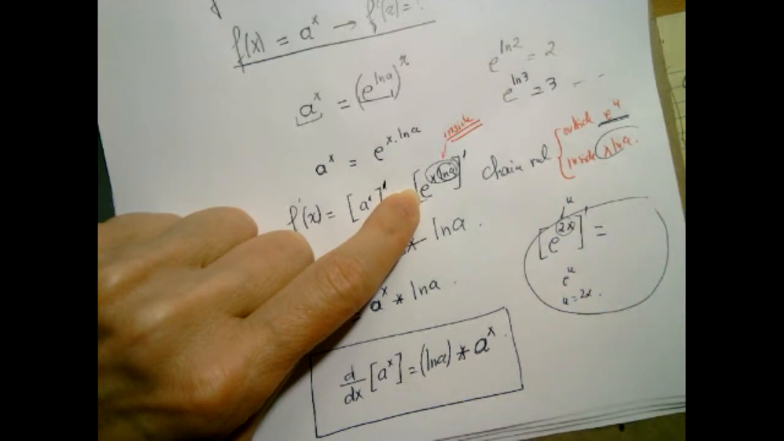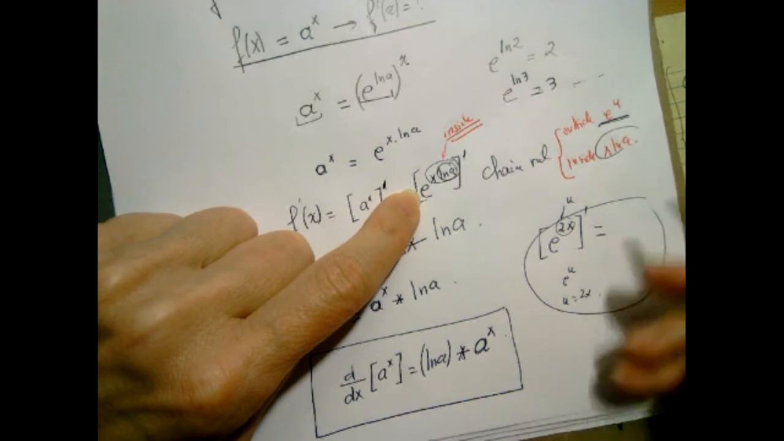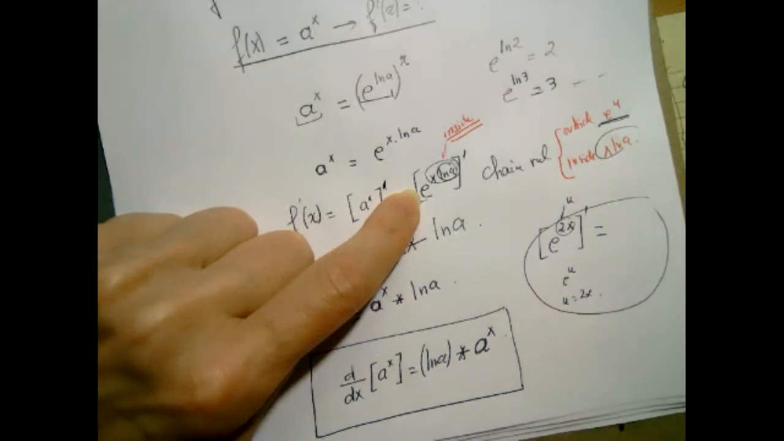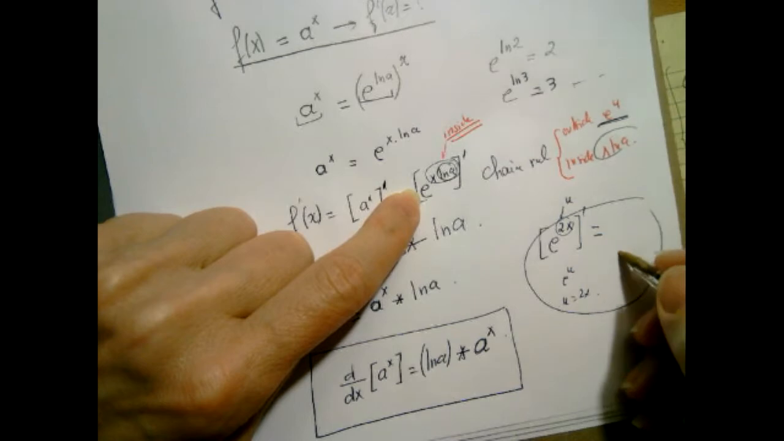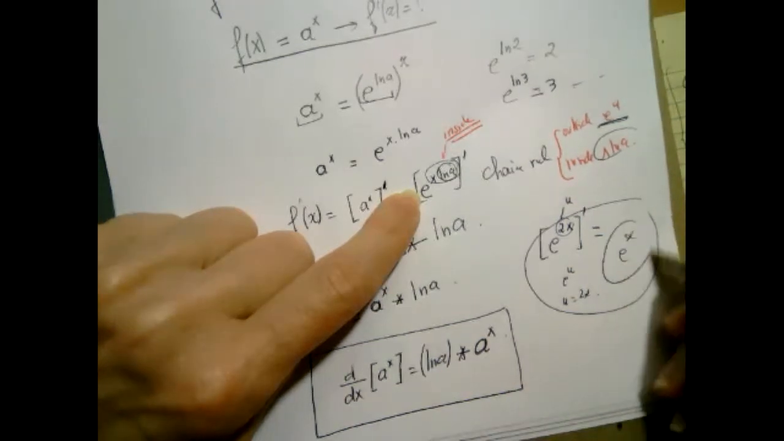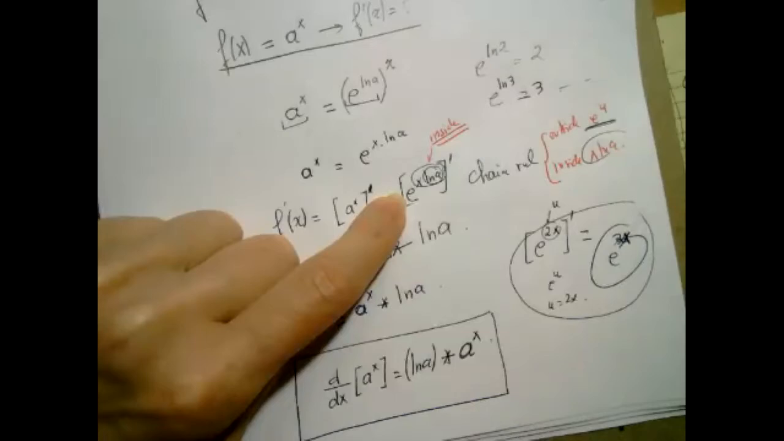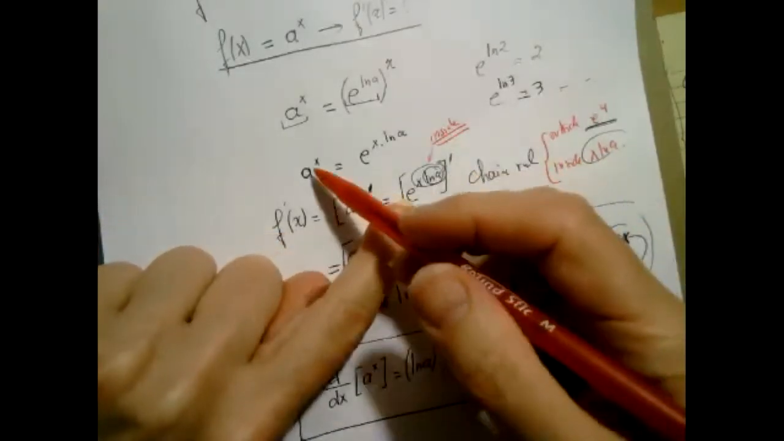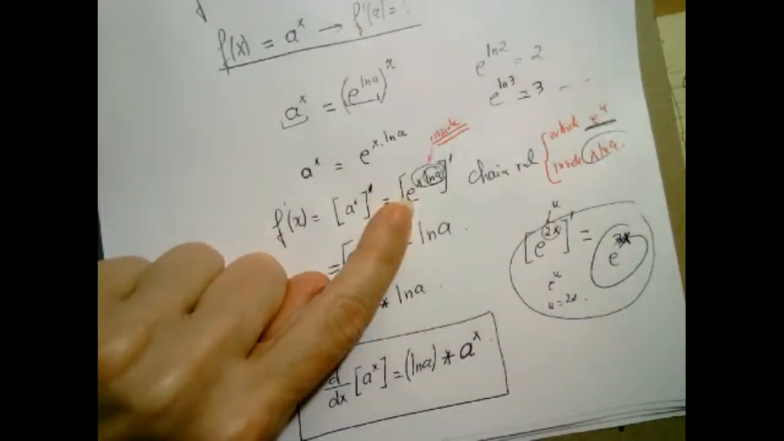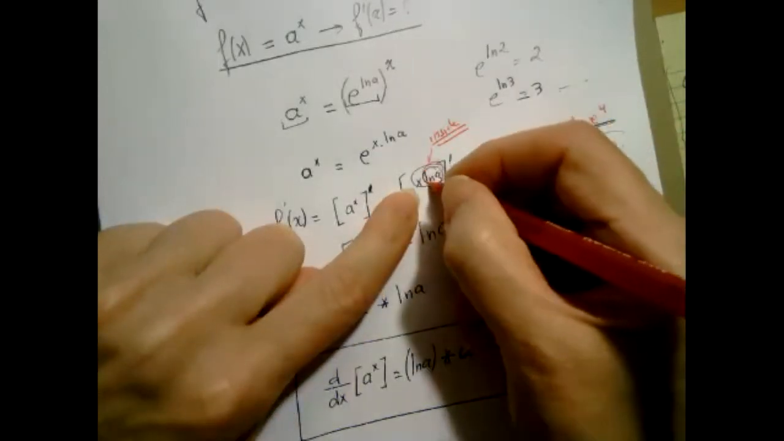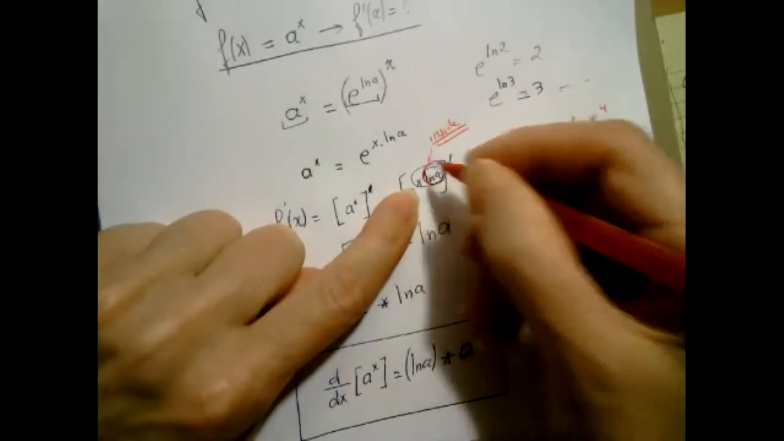Correct? Yes. Okay, but if I have e to the 3x, will it be the same picture? If instead of 2, I have e to the 3x, will I repeat the same thing? Yes. Very good. Now here, a is a constant. It's like 2 to the x, 3 to the x. ln of a is also a constant.